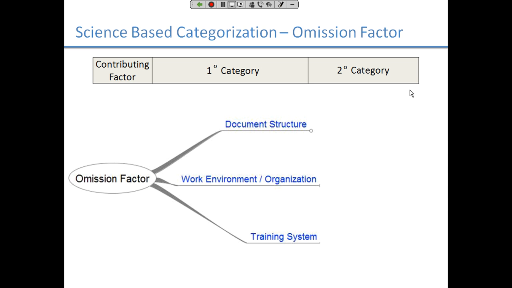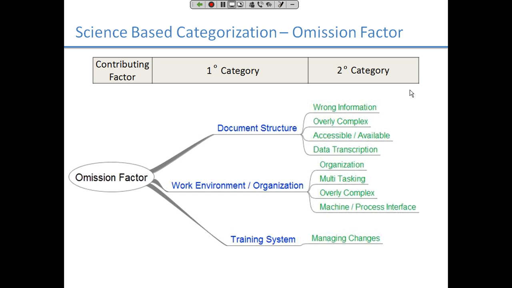Omission factor. This is really important and stands out strongly when we're dealing with documentation types of issues. Often we'll look at omission factor and we'll find that it's very focused on the primary categories that are listed here. However, if we tease it out further, we have an opportunity to dig down deeper and identify opportunities to minimize the possibility of omissions taking place. Now, I want to highlight the importance of change.